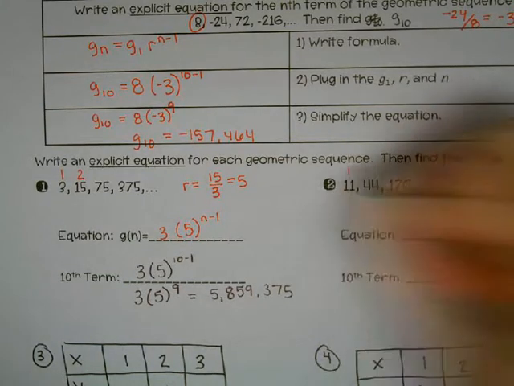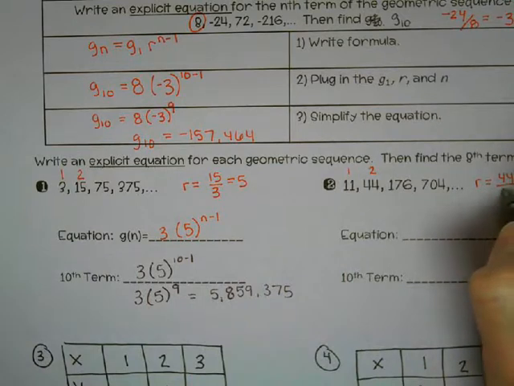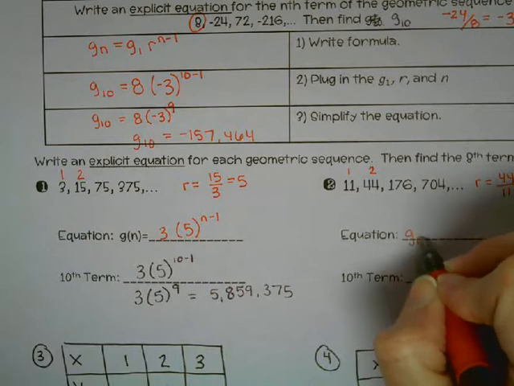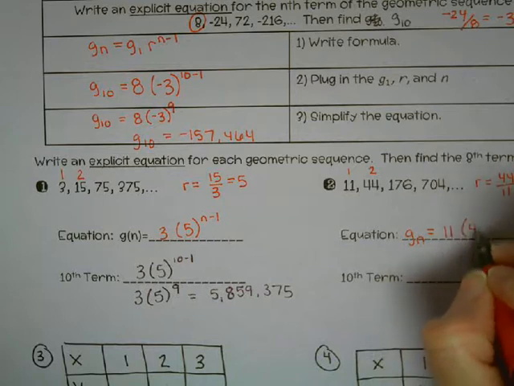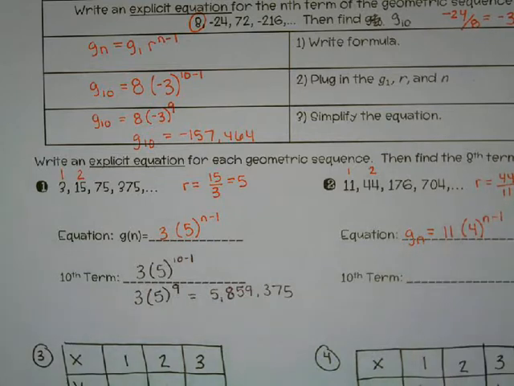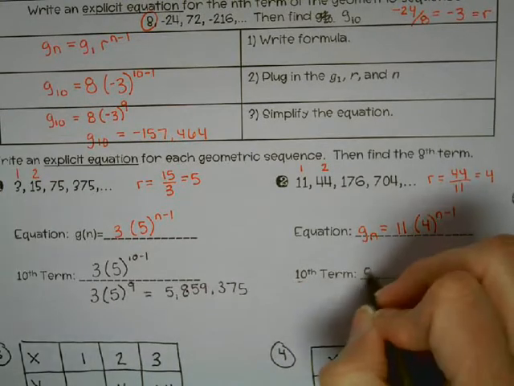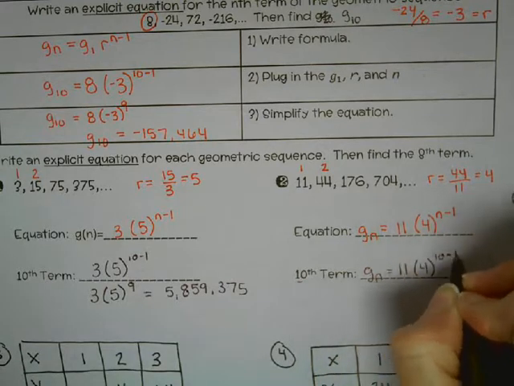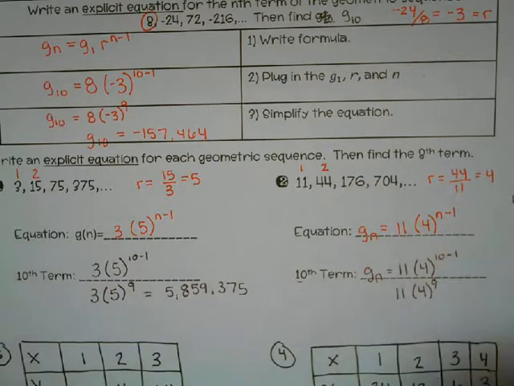Okay, on the next one, this is our first term, our second term, so we need to divide those to find the R, the ratio. Then the equation is G sub n equals the first term, which is 11, and then 4 to the n minus 1. The rate it's changing by. We want to plug in the 10th term. We're looking for 10. And they can ask you for any number. But this one they happen to ask for the 10th term. So again, it's probably going to be a pretty big number.